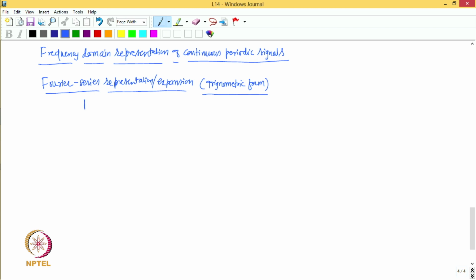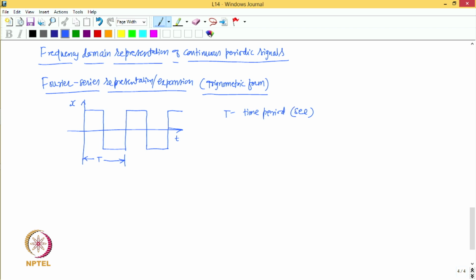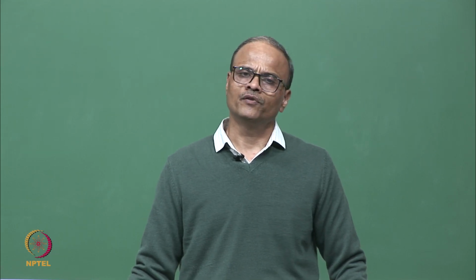So, if we have any signal which is periodic, let us say a periodic signal x of t, and let us say the period of the signal is capital T. So, T is the time period of the signal in seconds. We define a frequency called the fundamental frequency, represented by omega naught, which is nothing but 2 pi upon T. As per Fourier series expansion, this signal x of t can be represented as a sum of sine and cosine signals whose frequencies are integer multiples of the fundamental frequency.